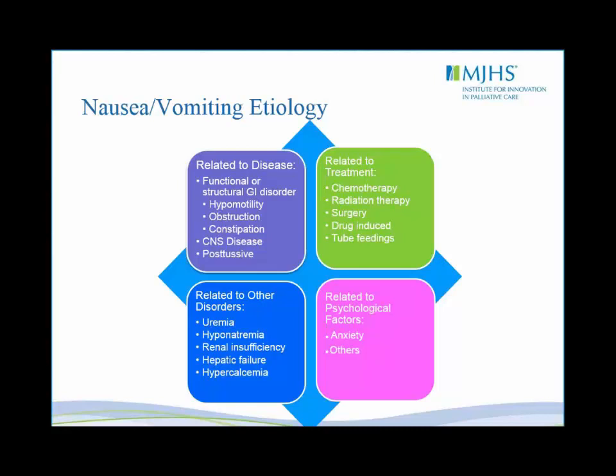The last category, which I put last because we find it less commonly and it's usually a diagnosis of exclusion, can be related to psychological factors like anxiety or some other problems. This is what we call anticipatory nausea and vomiting, which is oftentimes related to patients receiving chemotherapy. Just in anticipation of receiving the chemo, they start to have nausea and vomiting. It's important to have that differential diagnosis because the treatment of nausea related to psychological factors is different.